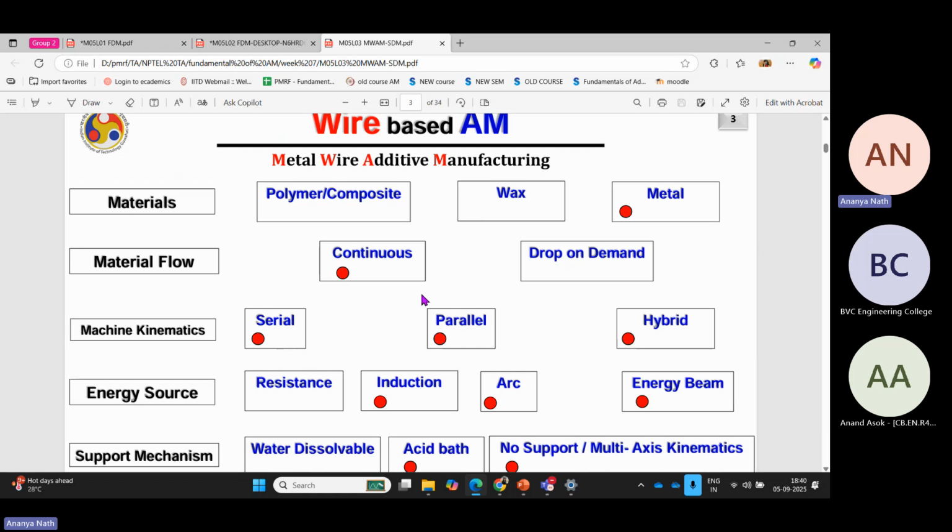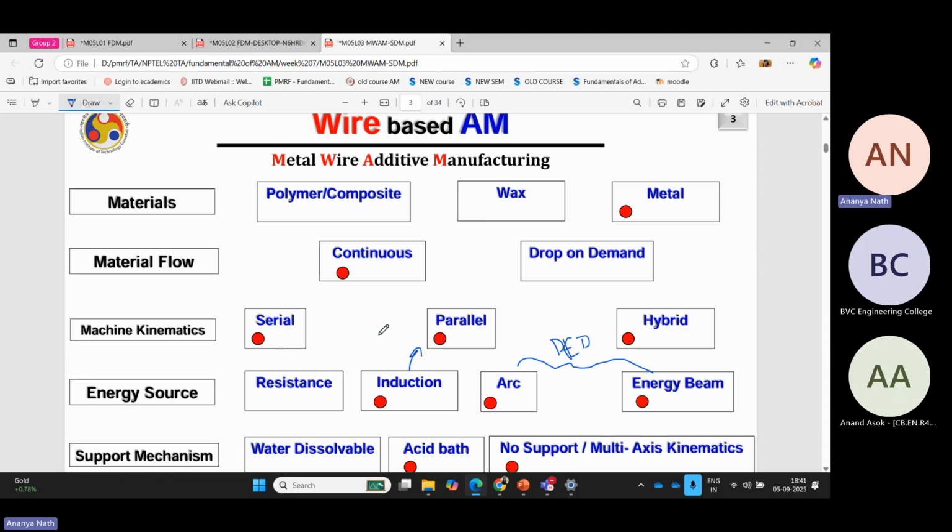Any kind of kinematics can be there, serial, parallel, or hybrid, not of our concern if you are just concerned about the printing quality. If you want to build the machine, then you have to be concerned about this kinematics portion. The energy source is induction, arc, or energy beam. So let me tell you, in case of FDM, material extrusion, you are not going to use any arc or energy beam because that comes in the directed energy deposition part. So in this case, these are used in case of DED, state of the art.